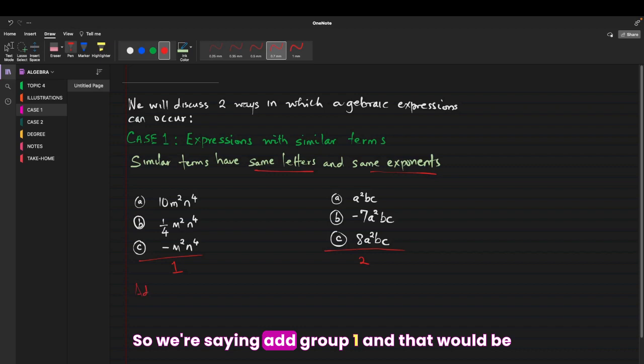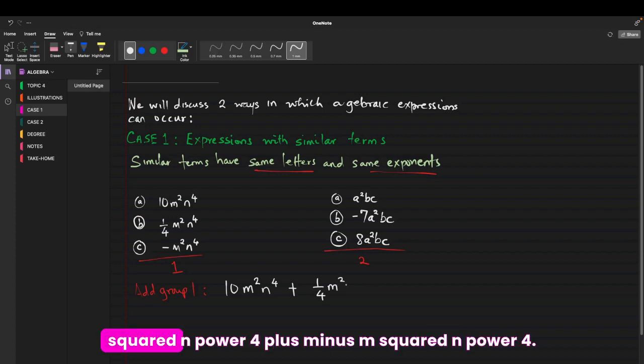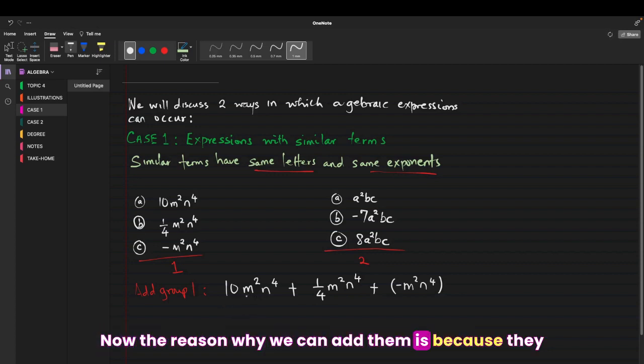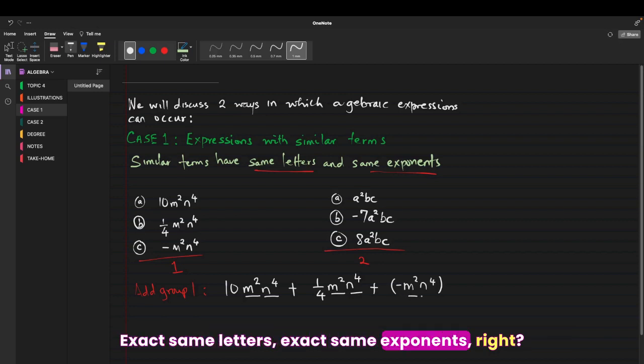So we're saying add group 1, and that would be 10m square n4 plus 1 over 4m square n4 minus m square n4. So that means we want to add this. Now the reason why we can add them is because they have the exact same letters and the exact same exponents. Exact same letters, exact same exponents, right?